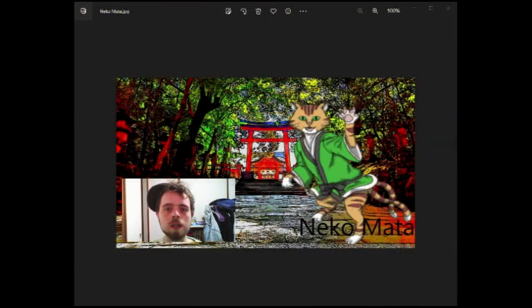Today, we are going to talk about yokai. We are going to talk about the Neko Mata. The Neko Mata is a two-tailed cat. It is a huge cat, two or three times bigger than the average cat, in fact.